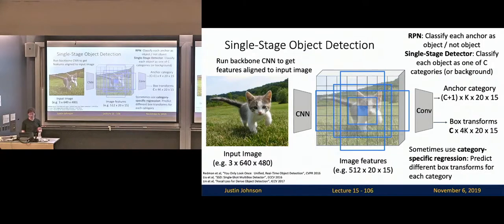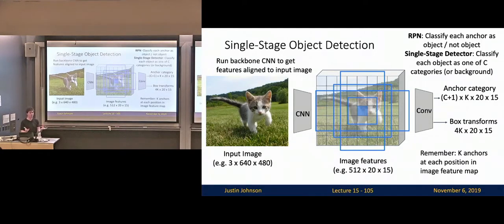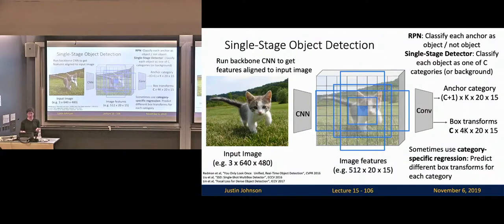But it tends to work a little bit better if you output a separate box transform per category. This is called category-specific regression, as opposed to category-agnostic regression, where you output just one box transform that is supposed to work for any category. Category-specific regression lets the model specialize its behavior a little bit to different categories.